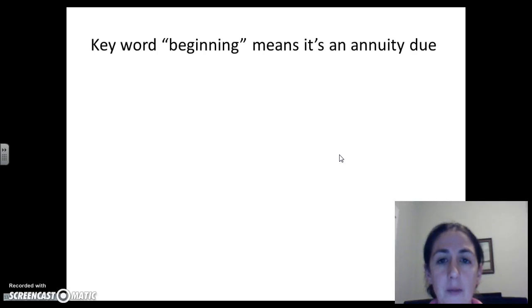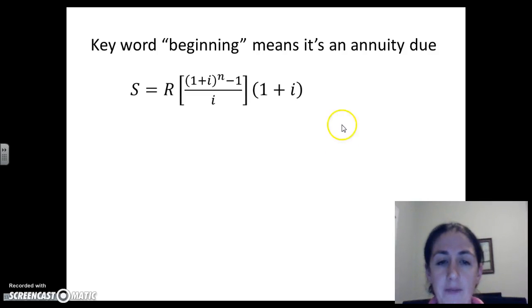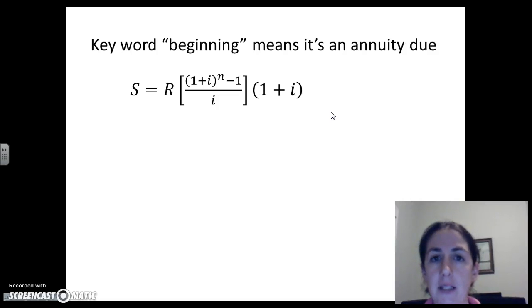Now the key word being beginning, because we're doing this at the beginning of every month, means it's an annuity due. So we have to tack on this one extra interest payment. If you don't see the word beginning or nothing that alludes to when during the period you're going to give it, it's an ordinary annuity. But anytime you see that word that you're going to do it at the beginning of the period, beginning of the month, beginning of the year, beginning of the quarter, beginning of the whatever, the day, then you know it's an annuity due and you need to add that 1 plus i at the end.